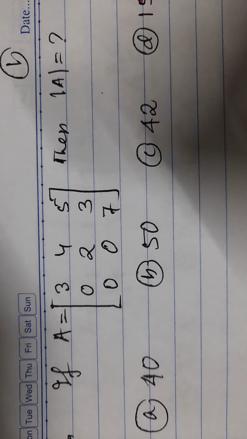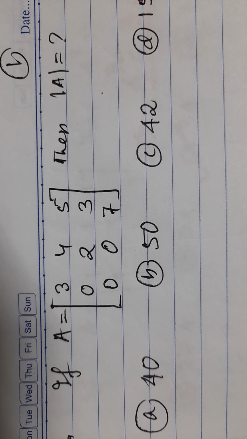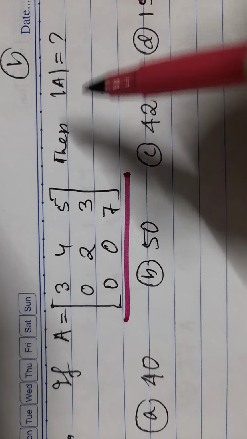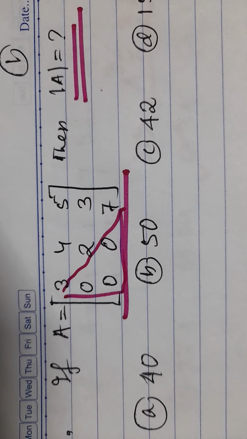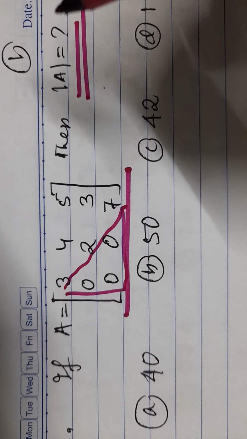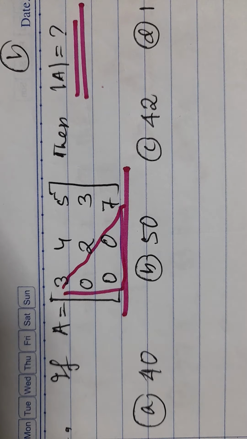First question: If A is the matrix 3, 4, 5, 0, 2, 3, 0, 0, 7, then what is the determinant of A? Now see, this matrix is nothing but an upper triangular matrix. So if this is an upper triangular or lower triangular matrix, what do we have to do?